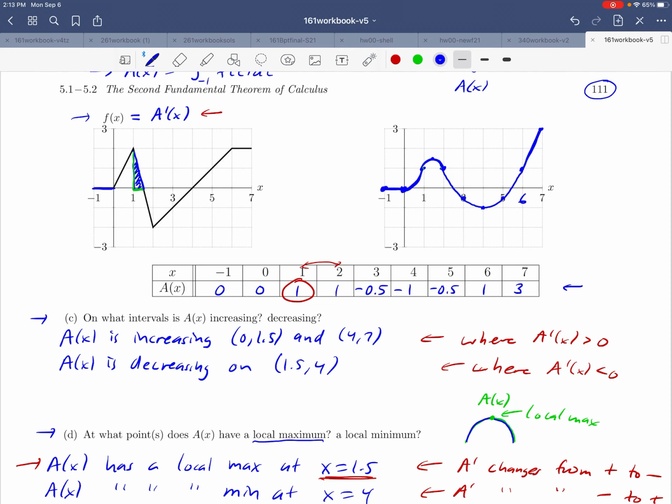That is our best estimate of what A of x should look like. I would encourage you to go back and look at this graph and convince yourself, based on all of the information that we have, that we drew that correctly.